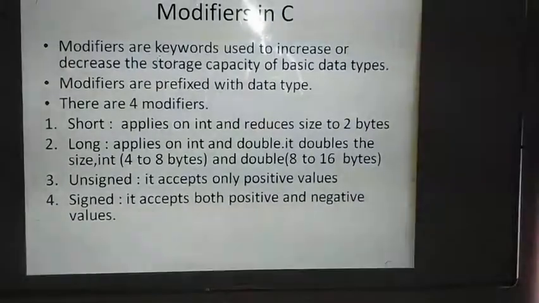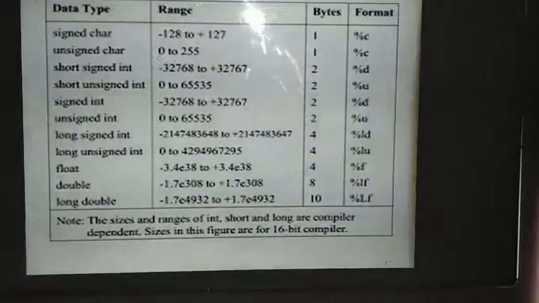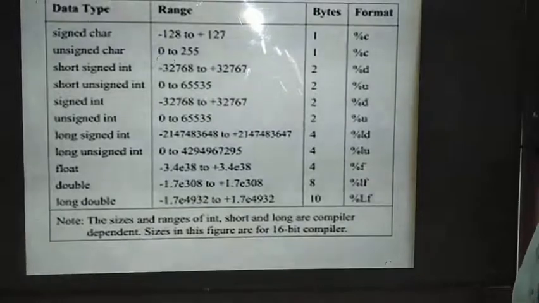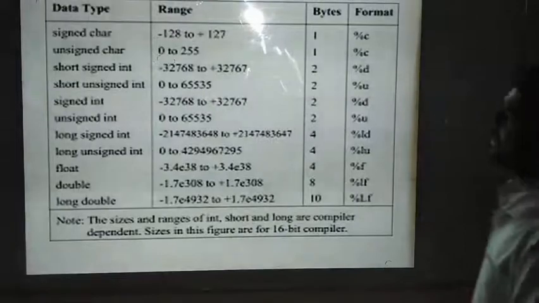Now, here we can have a look over all the sizes, data types, ranges, bytes and formats of all the data types in C language. See, signed character.